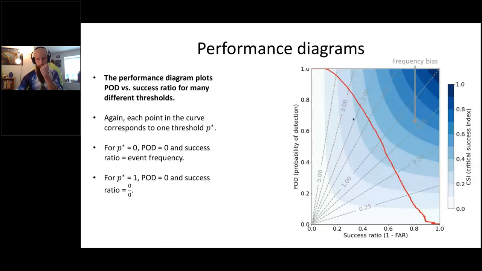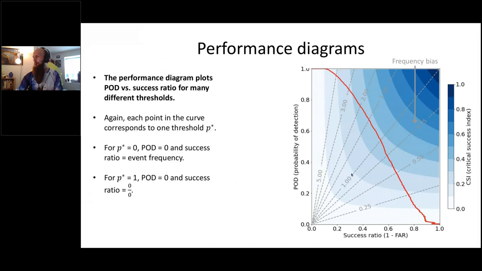Again, excuse me, each point in this curve corresponds to one probability threshold, P star. So for P star of 0, that would be this point at the bottom right. Is that right? No, it's not. I've messed something up. Well, we'll skip past that. I'll fix these slides later on before we send them out.